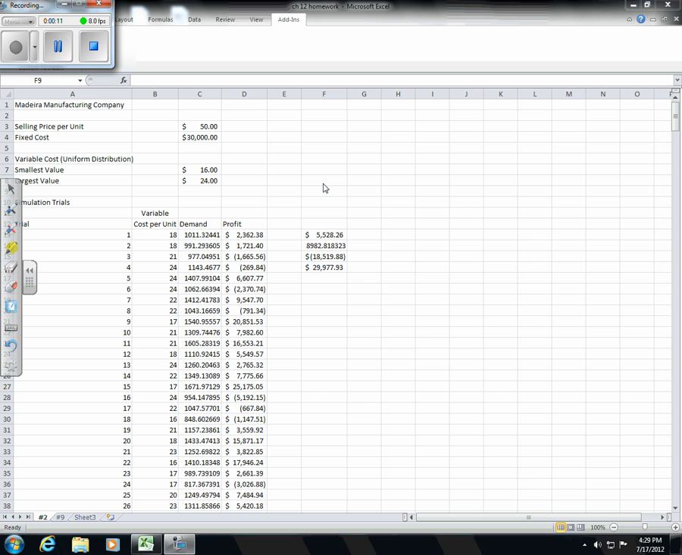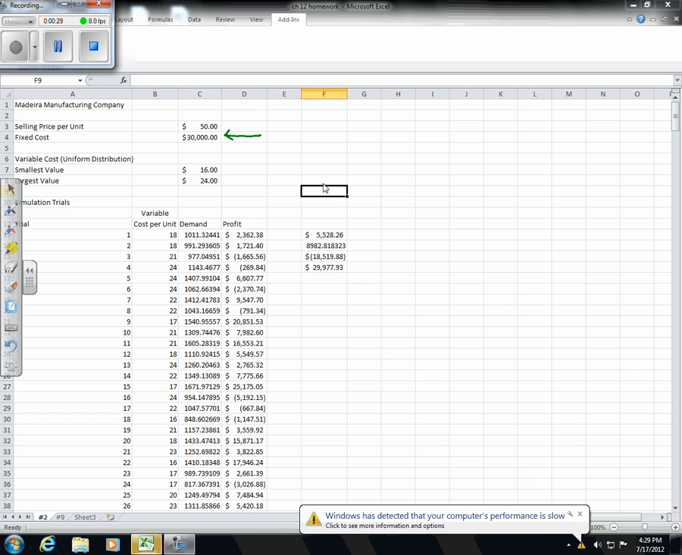So what I'm going to do is start by reading number 2 from your textbook. Number 2 says the management of Madeira Manufacturing Company is considering the introduction of a new product. The fixed cost to begin the production of the product is $30,000. We've listed that on the spreadsheet right there.